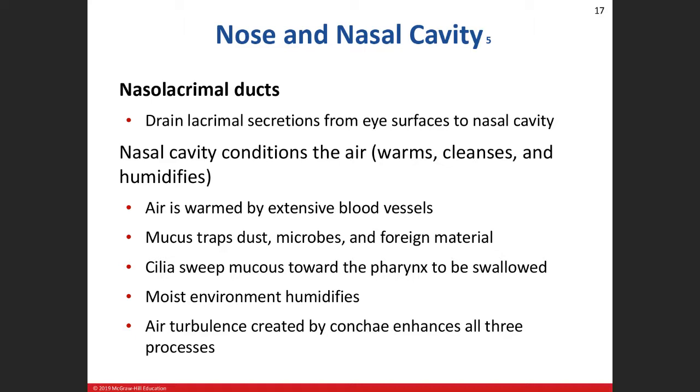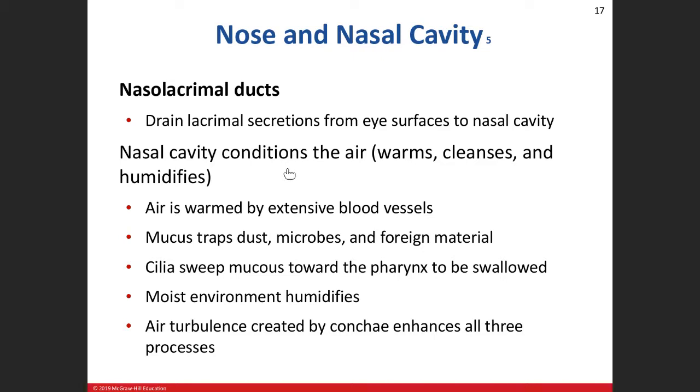You notice that the lacrimal gland is on the lateral side of the eye, and it washes across to the medial portion, and you have the medial canthus and the lateral canthus, which are these openings that lead into the nasolacrimal duct. Point being is the nasolacrimal duct will conduct the secretions down into the nasal cavity there.